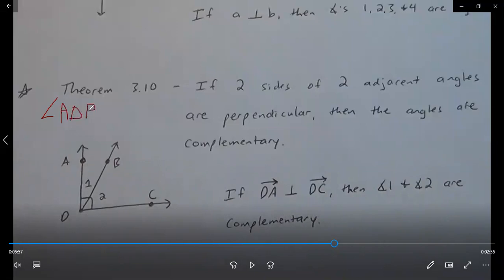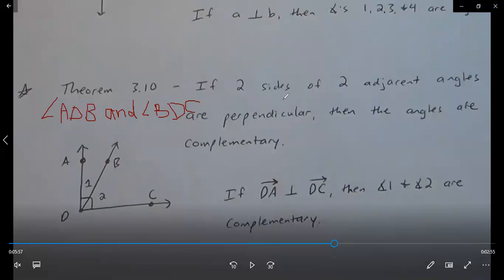angle ADB and angle BDC. Those two angles are adjacent. Why? Because they have a common vertex and they have a common side, and the common side lies between the other two sides. So we can say that angle ADB and angle BDC are adjacent.